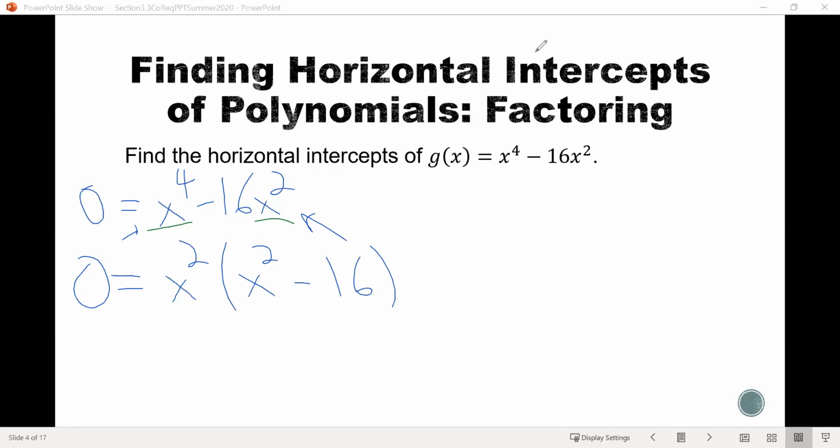Now, before we continue solving this, it also turns out we can do a little special factoring trick with this x squared minus 16, because that is what we call a difference of two squares.